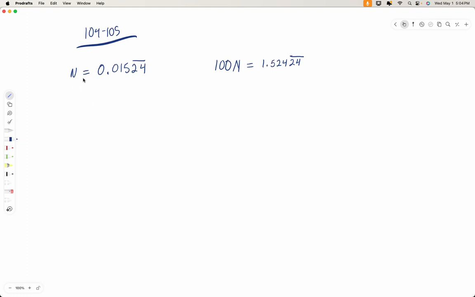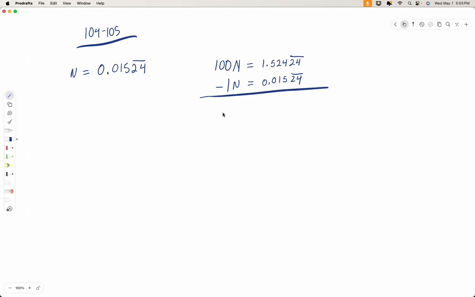Now I'm going to take the number just like it is. n is equal to 0.01524 repeating. And we know that that's 1n, right? Now, these are stacked on top of each other. We're going to use elimination to solve. So I'm going to subtract.